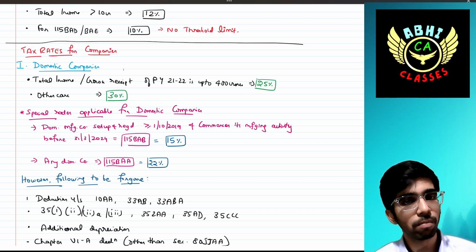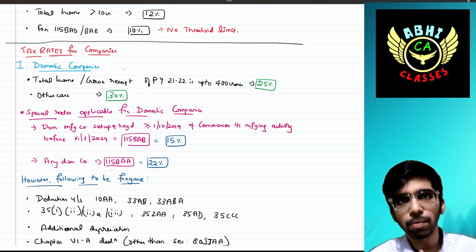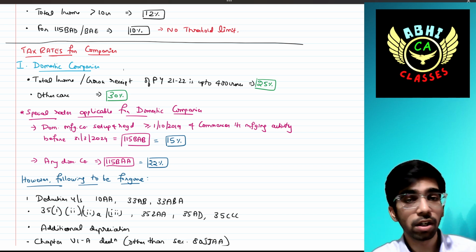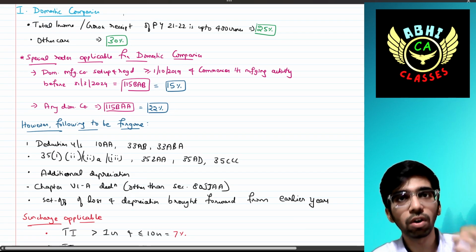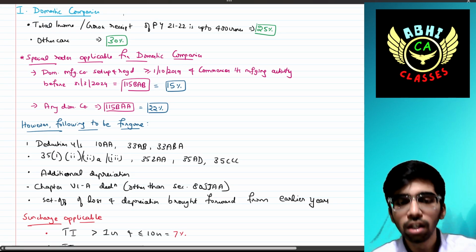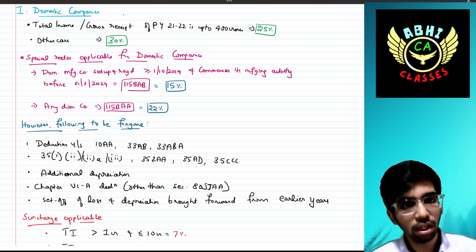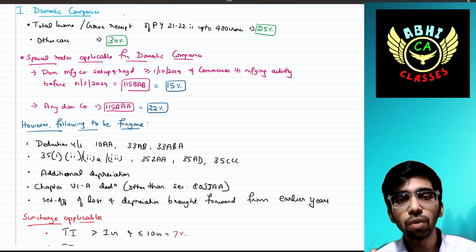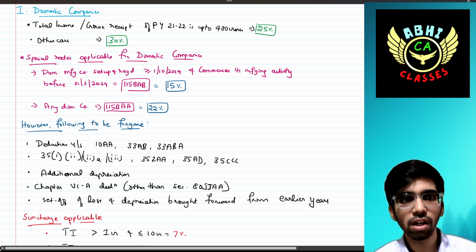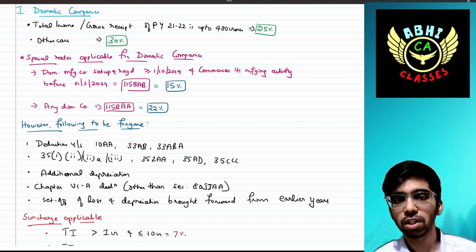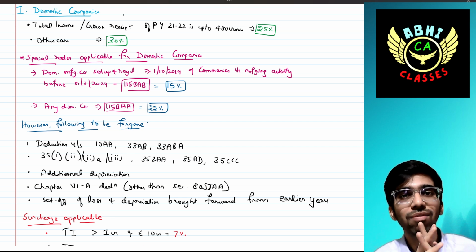And any domestic company, if they want to avail another special rate under section 115BAA, that is 22%. This is a benefit given to the domestic company, right? But for that they have to forgo some of the benefits: deductions under sections 10AA, 33AB, 33ABA, 35(1)(ii), (iia), (iii), 35(2AA), 35AD, and 35CCC, then additional depreciation, Chapter VI-A deductions other than 80JJAA, and set off of losses and depreciation brought forward from earlier years will also be foregone.